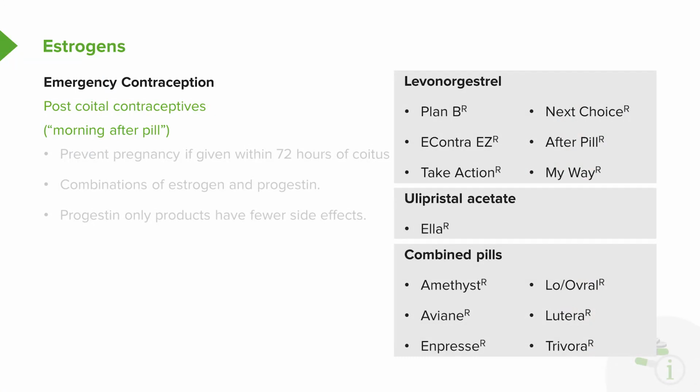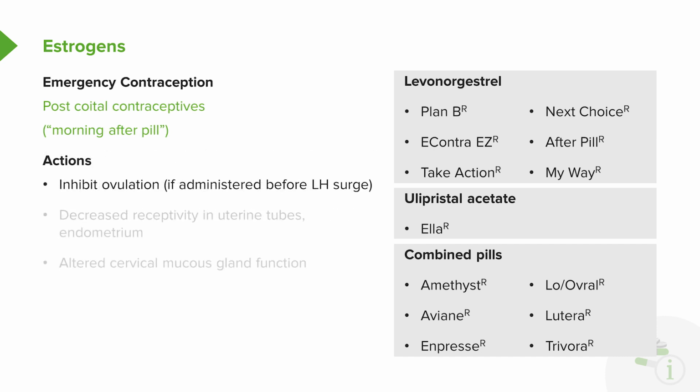So today, we have many different pills that are used in emergency contraception. These morning-after pills prevent pregnancy if given within 24 to 72 hours after coitus. Combinations of estrogens and progestins dominate the landscape, but progestin-only products have fewer side effects and are replacing the older pills. In terms of how they work, they work by inhibiting ovulation.